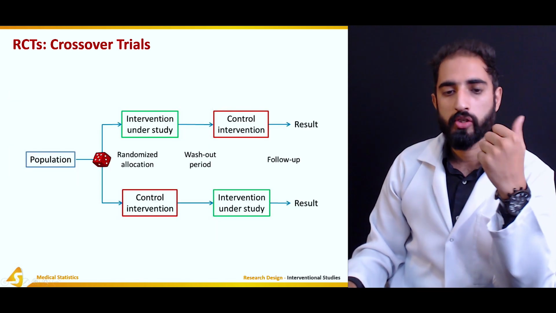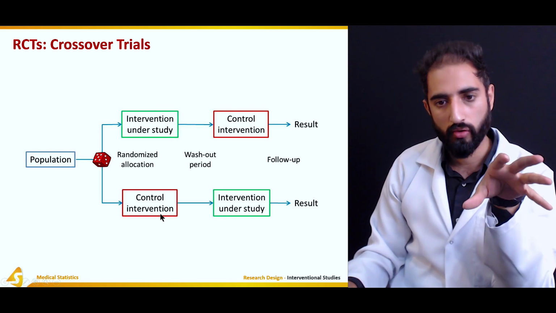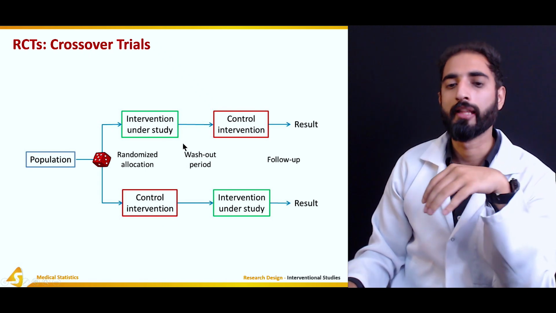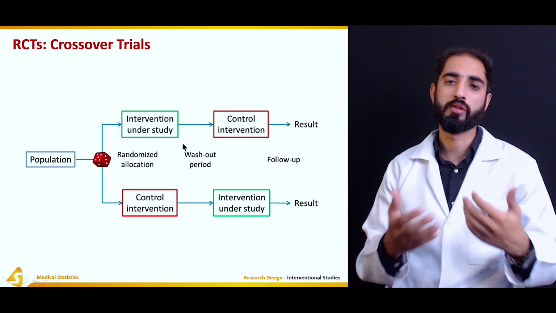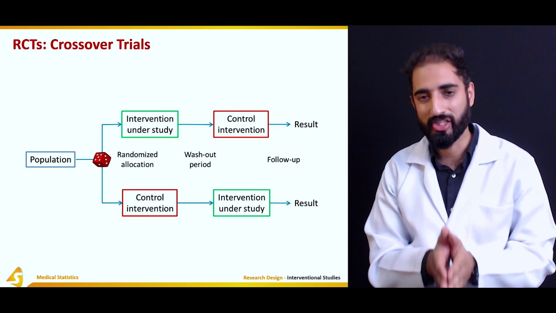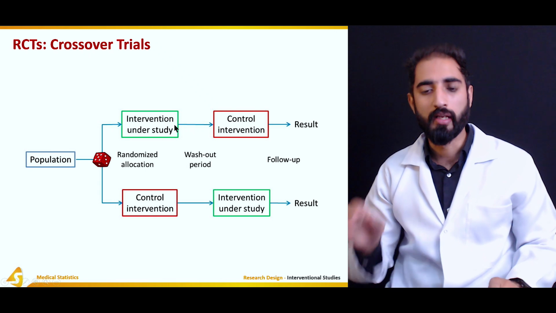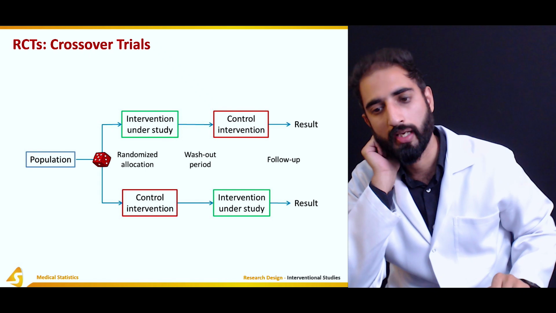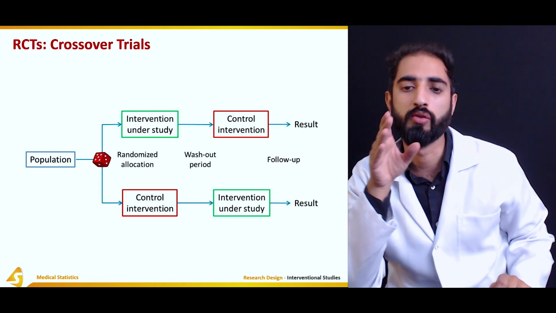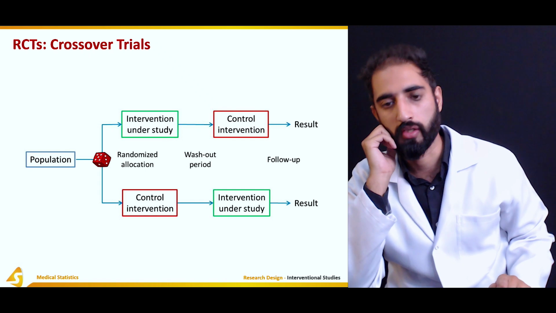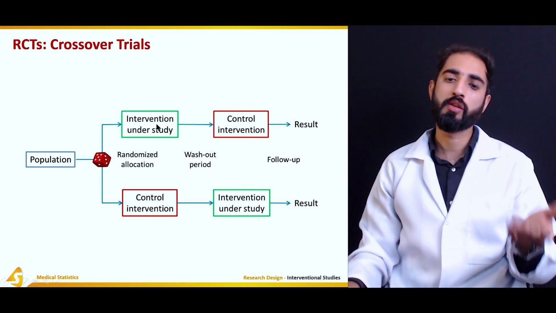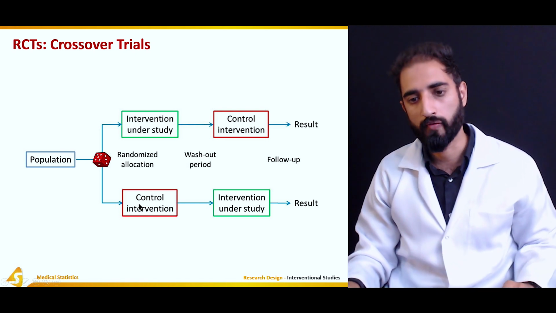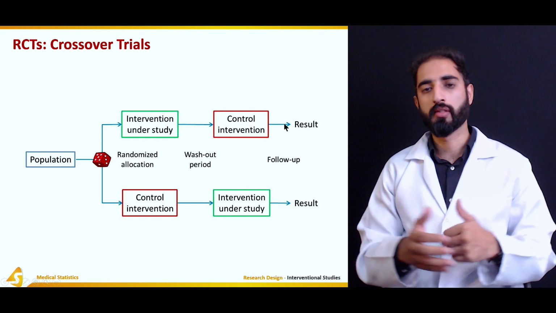So the population is randomized into intervention and control group, and then they are given that specific treatment, and then the researcher waits for some time between changing their groups so that the washout period is carried out and the effects of the previous intervention do not carry on into the next intervention. So the group which was in the intervention group went to the control, and the group which was in the control went to the intervention after the washout period, and then their results are compared.